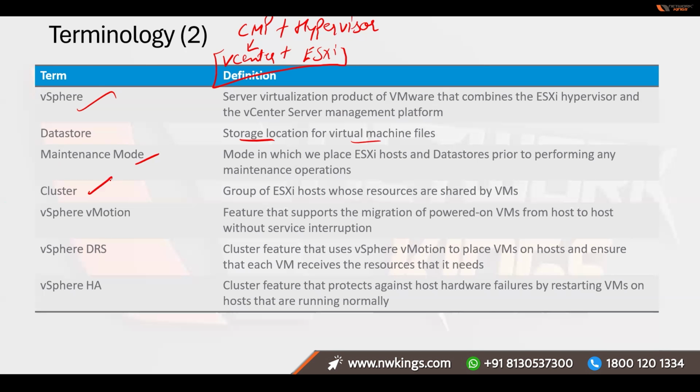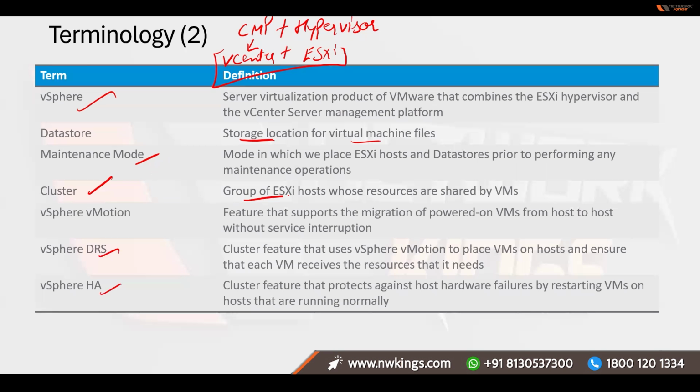Then we have cluster. Cluster is something which contains multiple ESXi hosts and makes a group. By using a cluster, you get multiple features like HA and DRS. HA and DRS are the examples. I have mentioned in module number 1 what HA and DRS are. More about it, we will discuss in the 9th module: what HA is, what DRS is, and how they can keep your entire environment up and alive all the time.